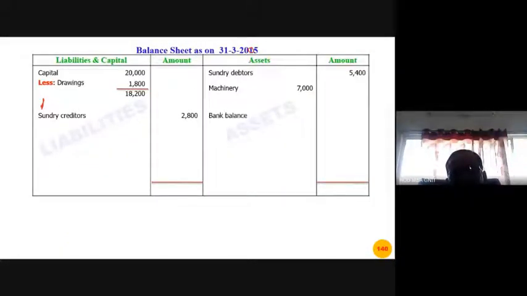Here you have to leave some space. Why? Because machinery is recorded in the inner column. Something is to be adjusted here, so that is why we have to leave some space here. Yes, just leave space here, then you write the bank balance. How much? 3,000. Bank balance is 3,000.